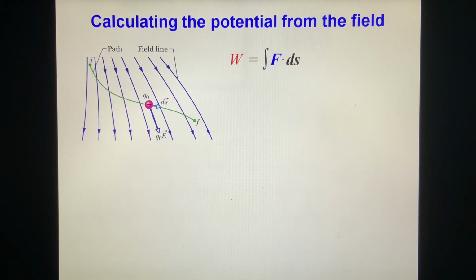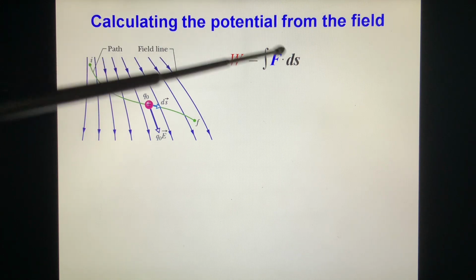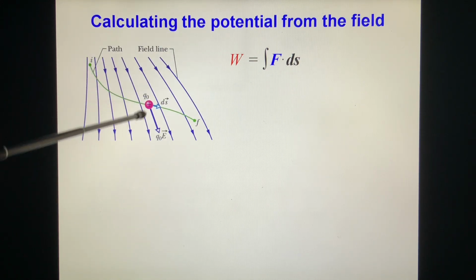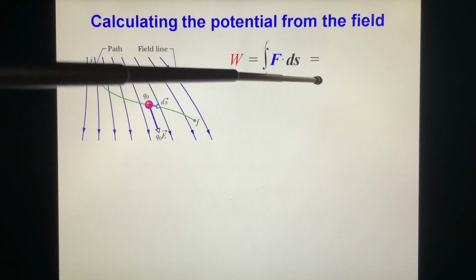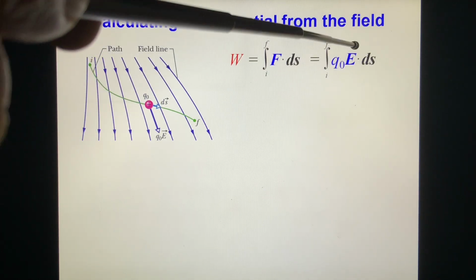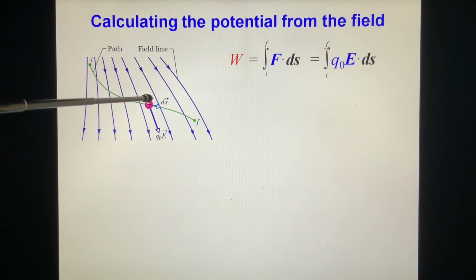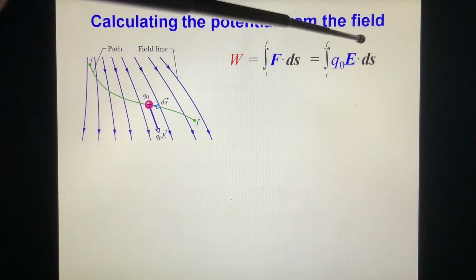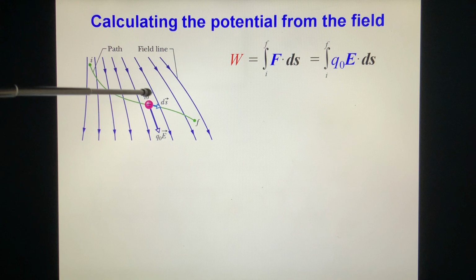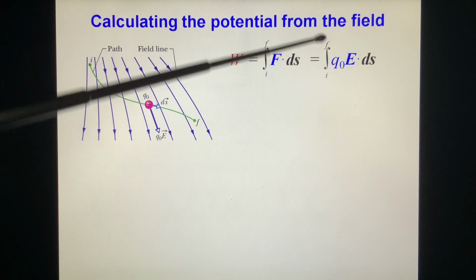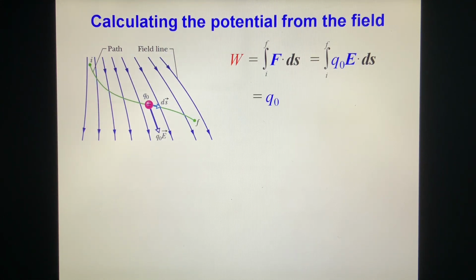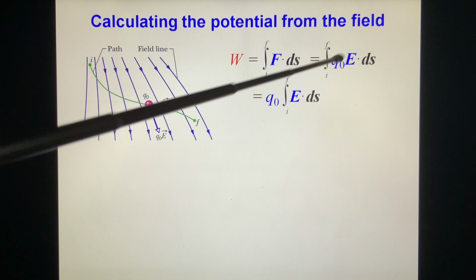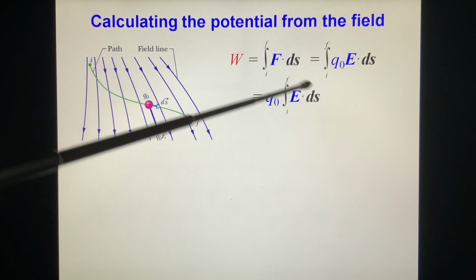That's the basic mechanics. And here F equals the electric force, which is Q0 E. This point has a charge Q0, and E is exerted on it. We integrate from the initial point to the final point, and Q0 is constant so it is taken out. So this is Q0 times the integral of E dot ds.